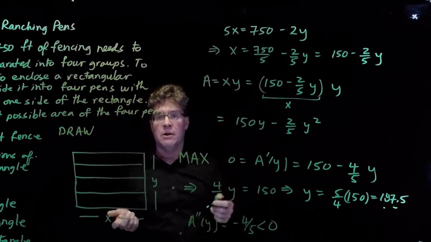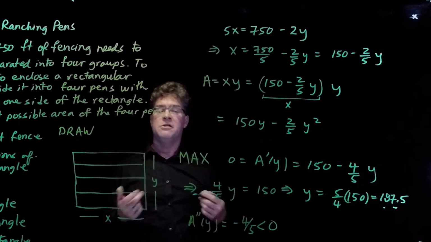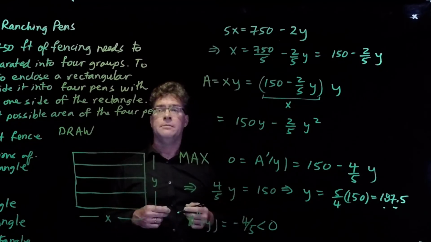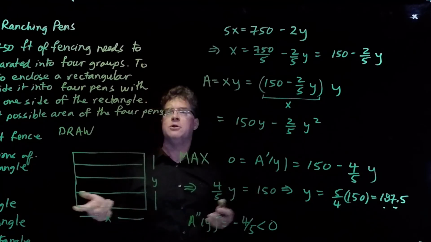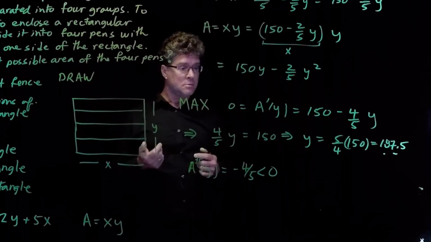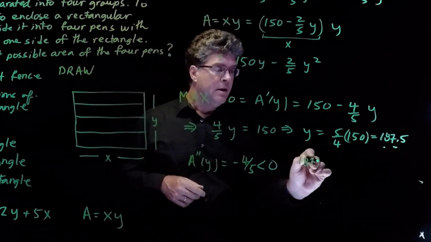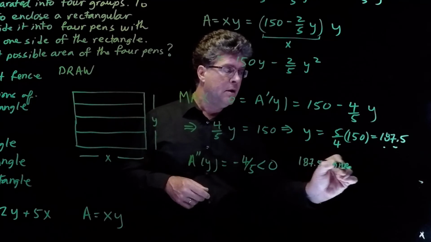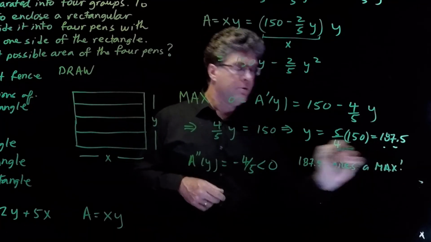Our alternative here would have been to use the first derivative test. We could have used that, it just wouldn't be quite as easy. So when you get to this point, you just take a look at the two tests and decide which one is going to be the most convenient to use. So we do have 187.5 gives a max, which is what we're looking for.